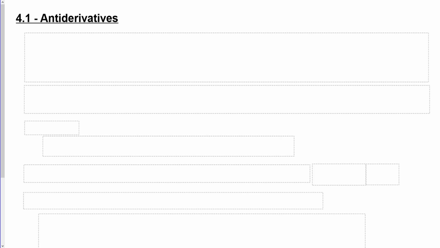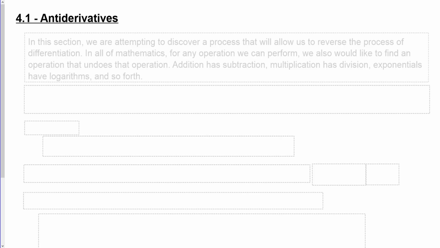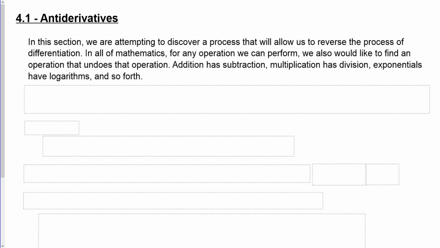In this lesson, we're going to learn about antiderivatives. Here we're attempting to discover a process that will allow us to reverse the process of differentiation. Because in all of mathematics, for any operation that we can perform, we also like to find an operation that would undo that particular operation. For instance, addition has subtraction, multiplication has division, exponentials have logarithms, and so forth.